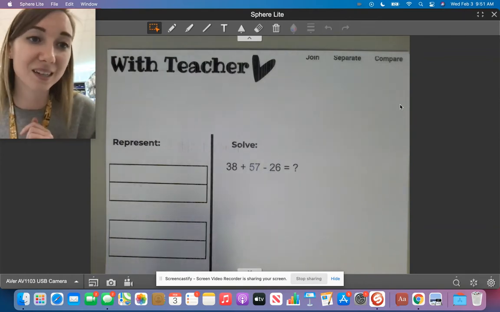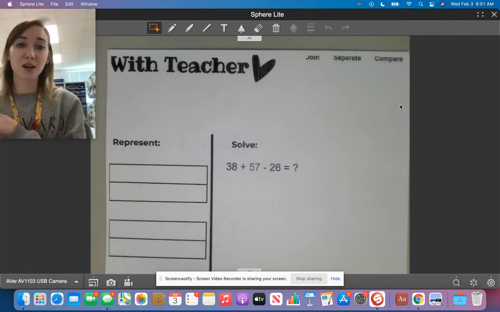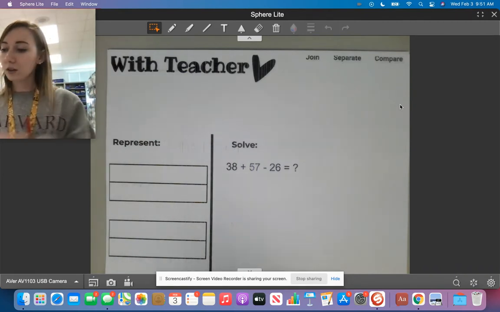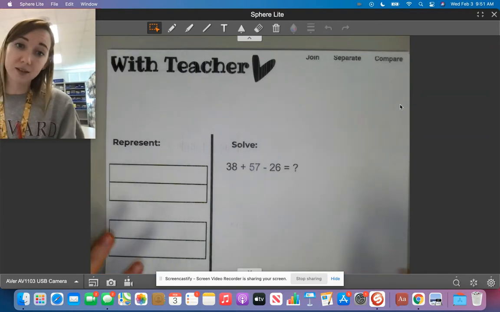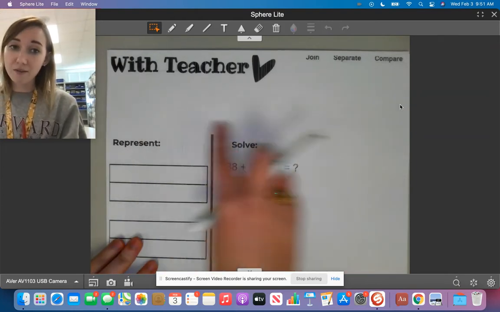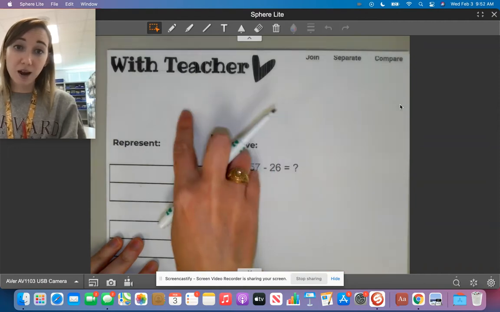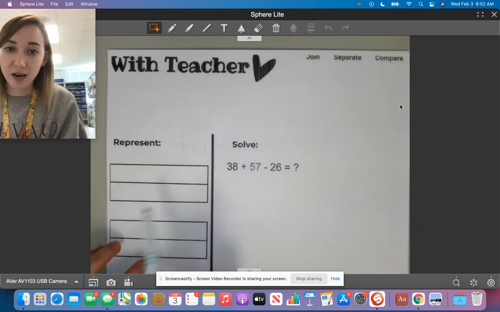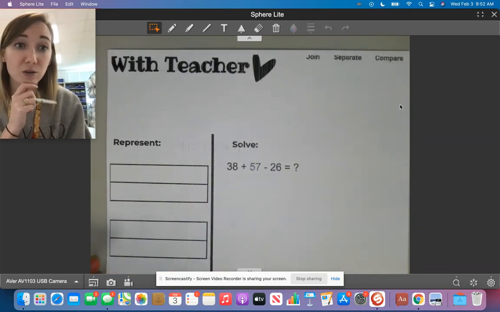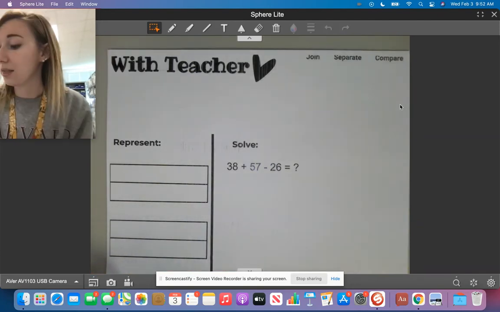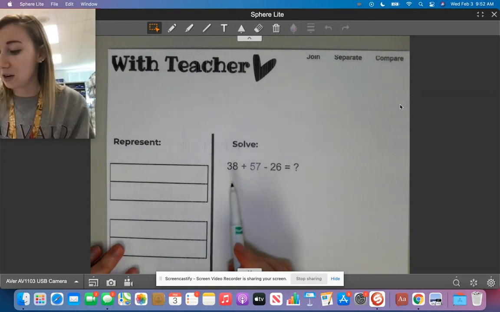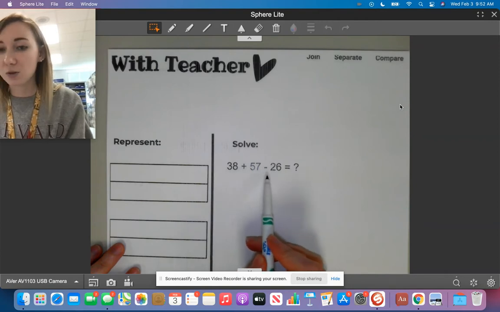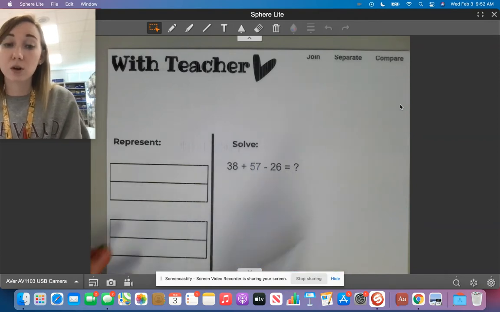It might mean something different to you, but I'm just trying to point out how silly and crazy your problems can be. So looking at my paper, I'm going to write about flumpets, but I don't have a problem yet, right? That's what I'm going to write about. That's where I'm going to use my flumpet story. I don't have my strip diagram. What do y'all see here that I do have? The only thing I have is my equation. So I have 38 plus 57 minus 26 equals question mark.